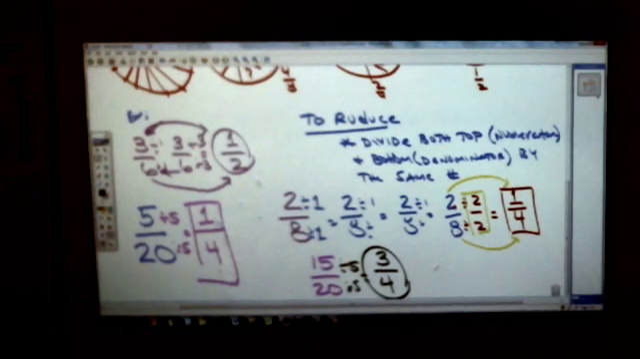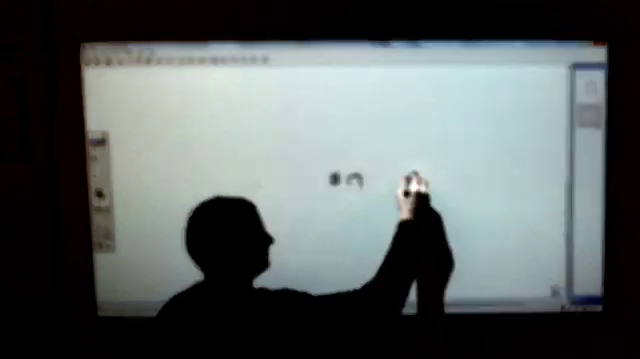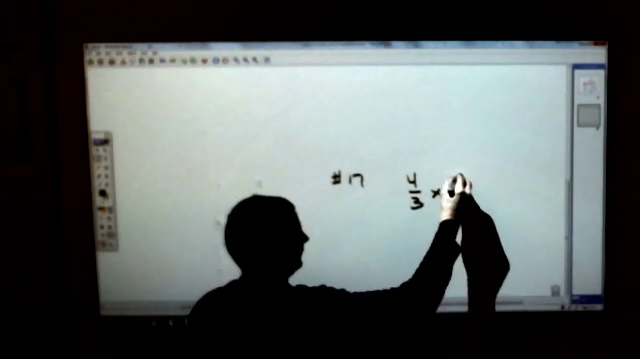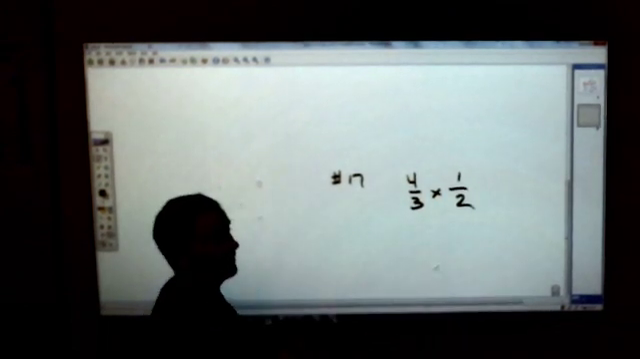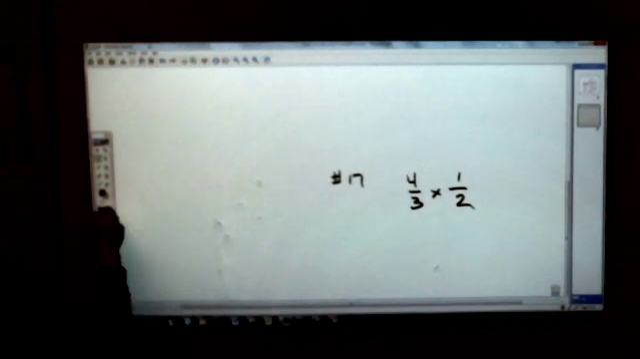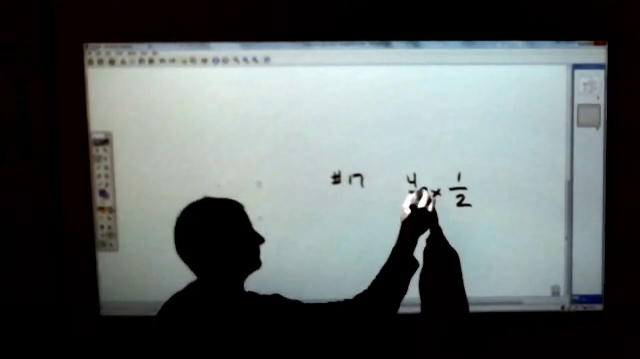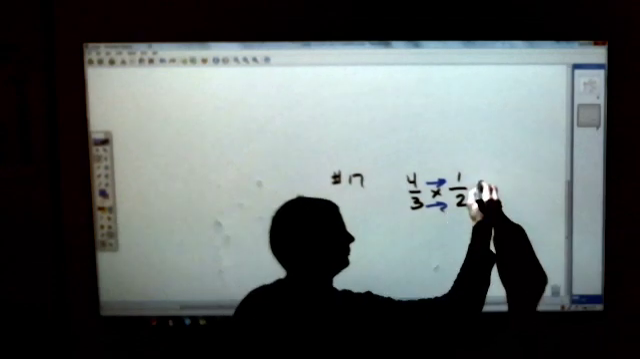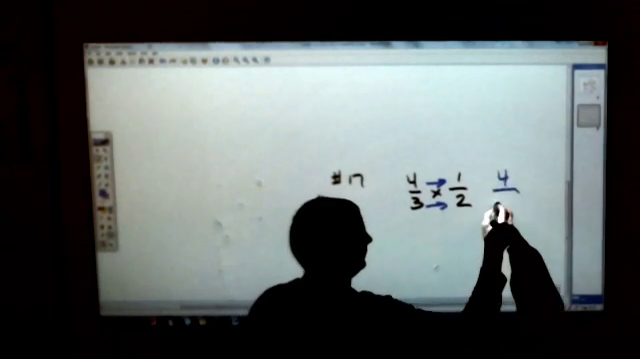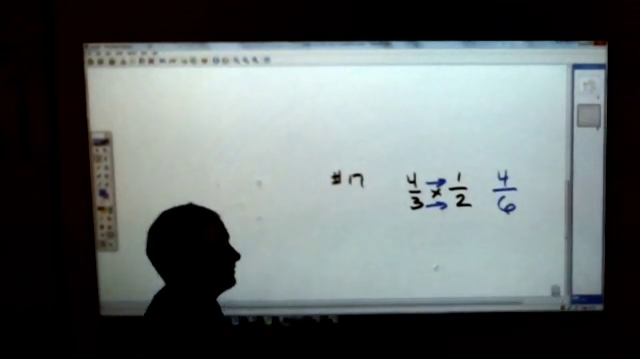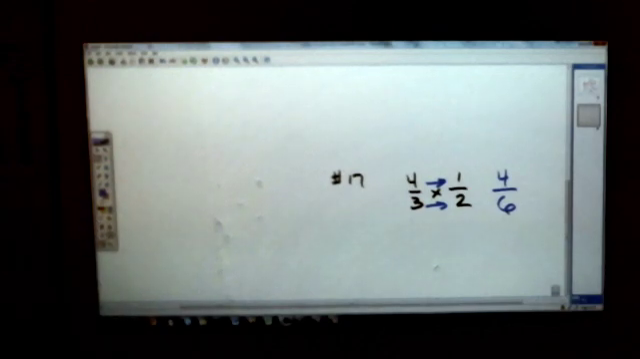So, here's a book. This is problem number 17 on tomorrow's assignment. I'll give you an answer here. The problem is 4/3 times 1/2. Now, when I multiply fractions, what do I do? I just multiply across. 4 times 1 and 3 times 2. 4 times 1 is 4. 3 times 2 is 6. If you write 4 6 down as your answer, unfortunately, from this point forward, it will be wrong.